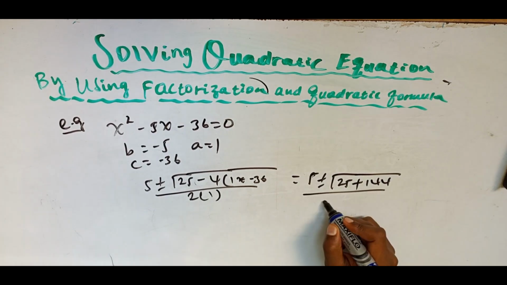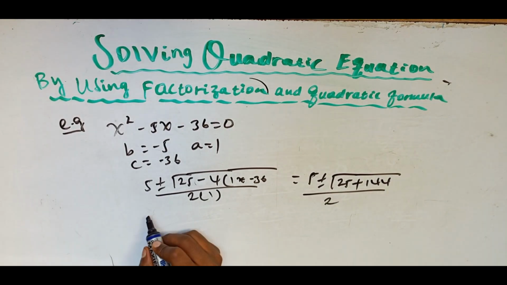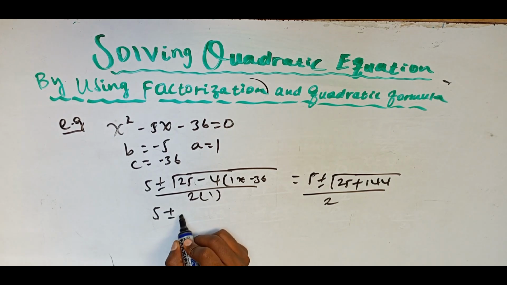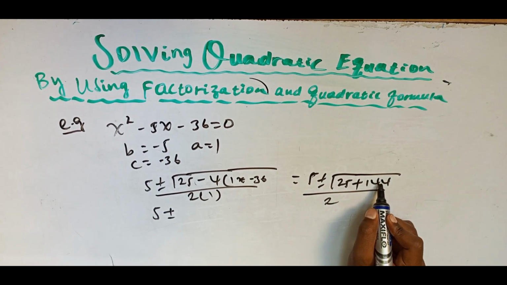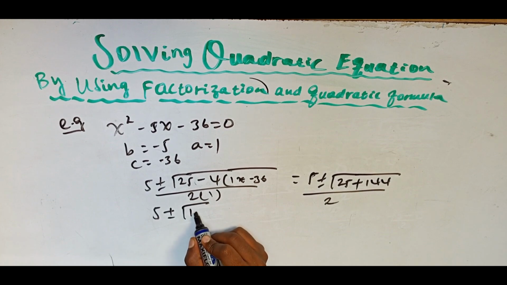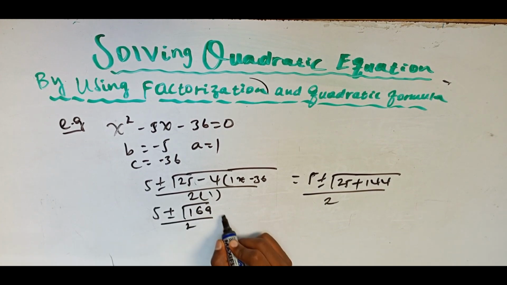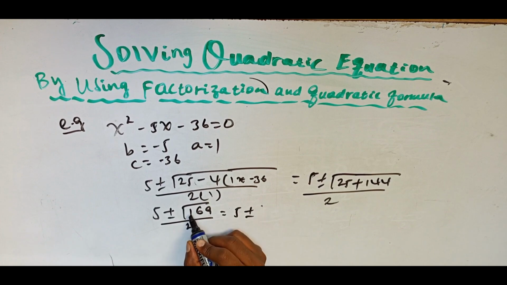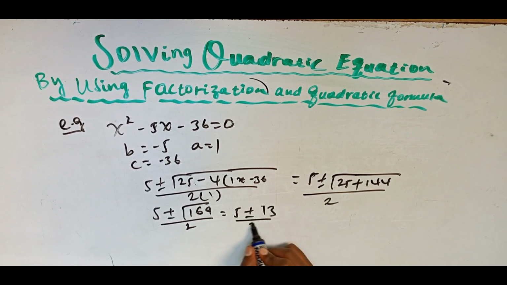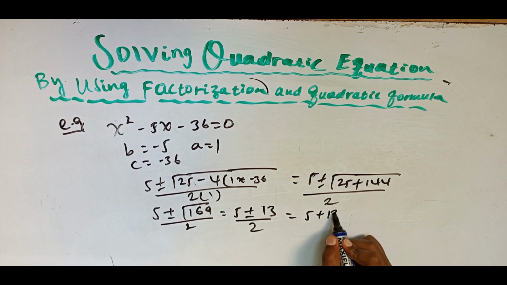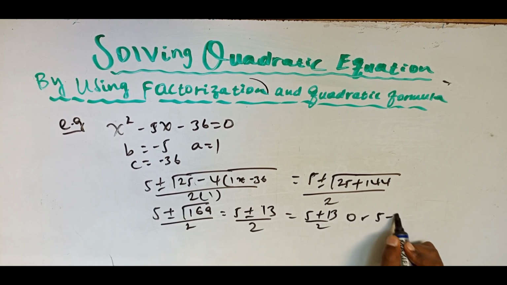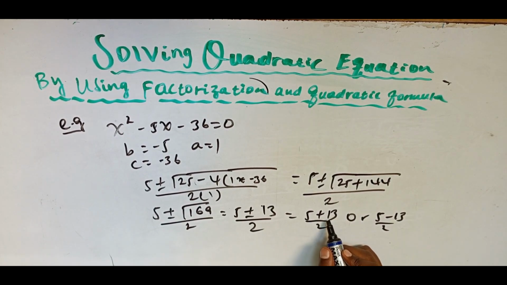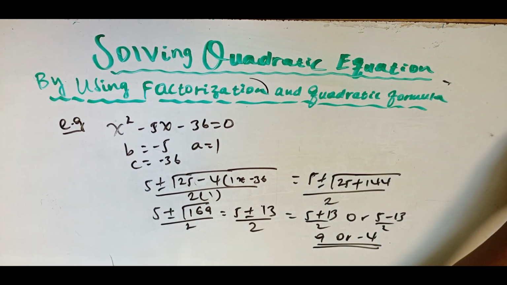144 over 2. So what we are going to do next is 5 plus or minus the radical of 25 plus 144, which means 169 over 2, which is 5 plus or minus the radical of 169, which is 13, over 2, which is 5 plus 13 over 2 or 5 minus 13 over 2. 5 plus 13 over 2 is 18 over 2, which means 9, or 5 minus 13 over 2 means minus 4. This is the final answer of this equation by using the quadratic formula.